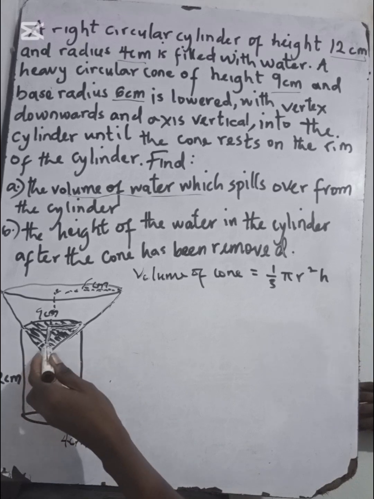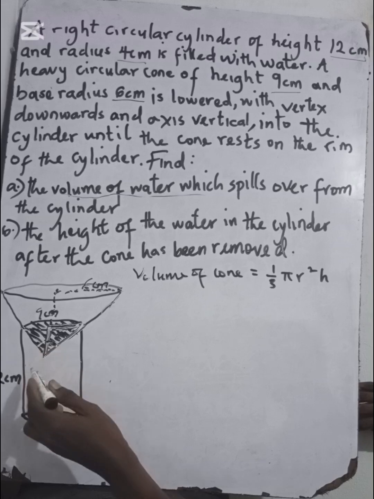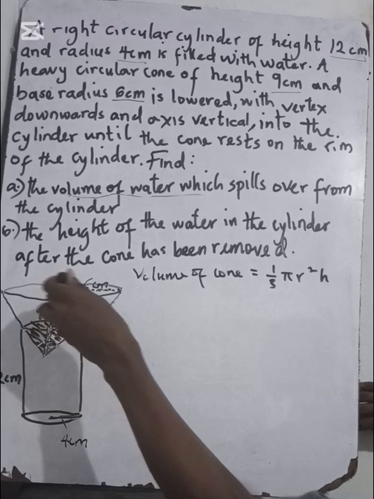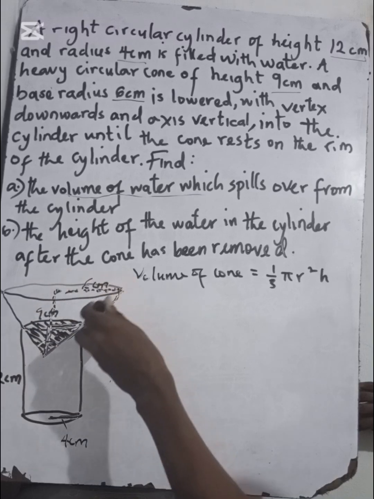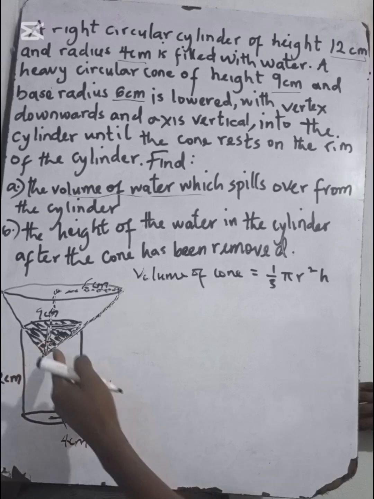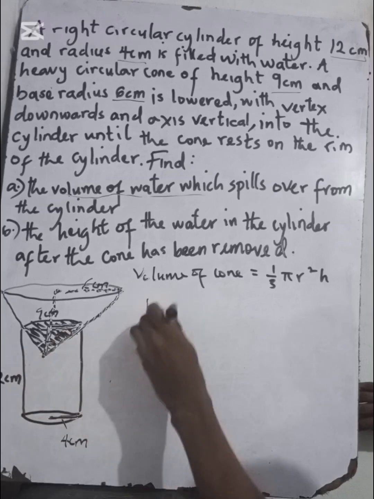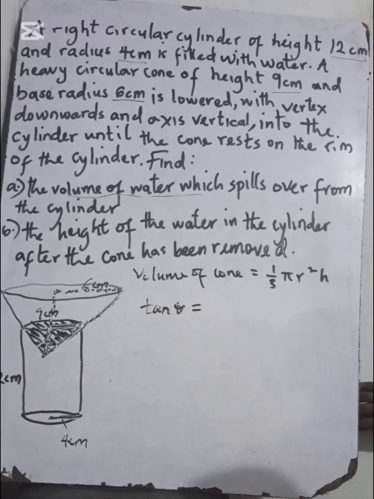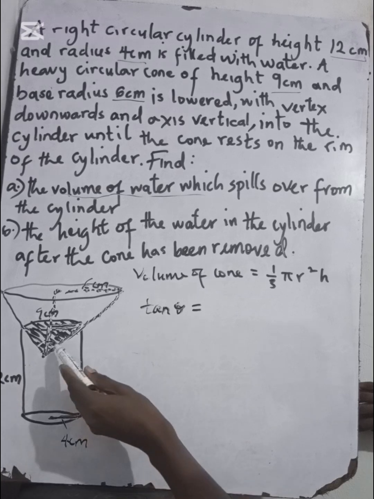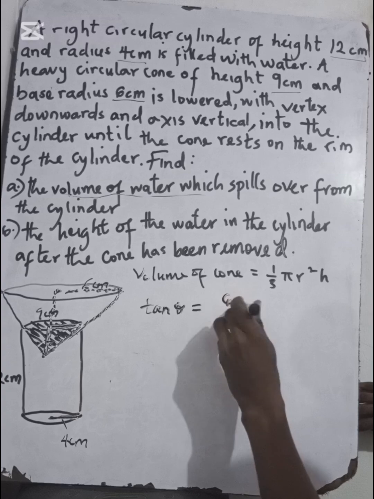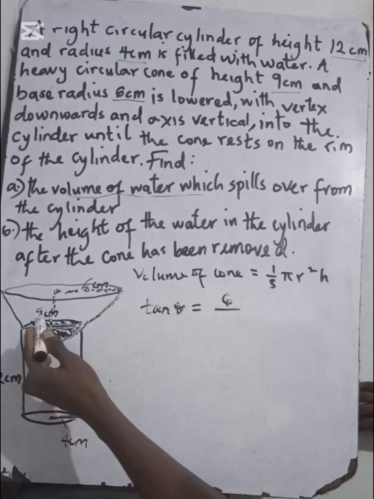So what we do now is to find the angle. And to find this angle, let's not forget that this angle can be found considering this biggest right angle triangle, which tells us that tan theta is equal to what is opposite to this angle, 6, over what is adjacent to it, 9.